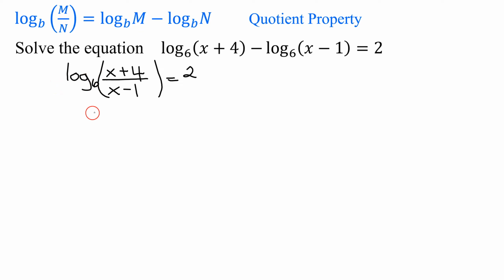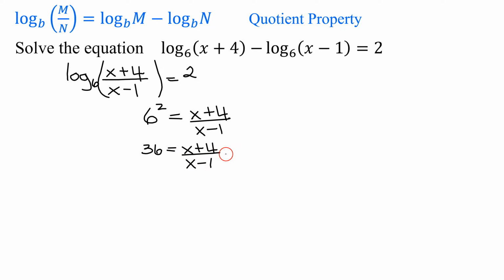So the base of the log is the base of the exponent, so I'm going to get 6 raised to the second power equals my quotient of x plus 4 divided by x minus 1. So I've gone from a logarithmic equation to a rational equation. Well, 6 squared is 36 equals x plus 4 divided by x minus 1. And I'm going to multiply both sides of my rational equation by the LCD. There's only one denominator, so my least common denominator is just x minus 1.